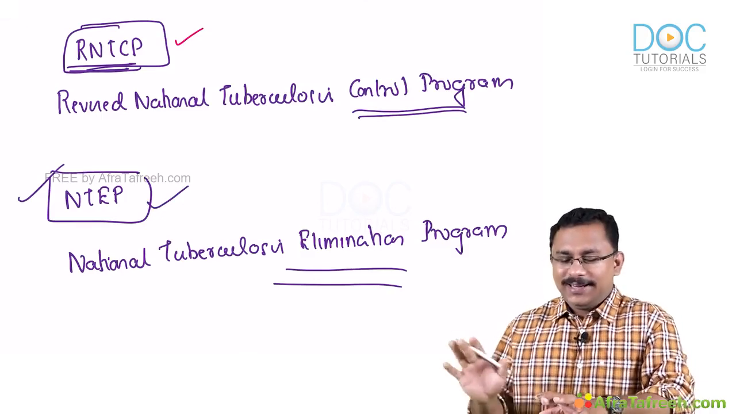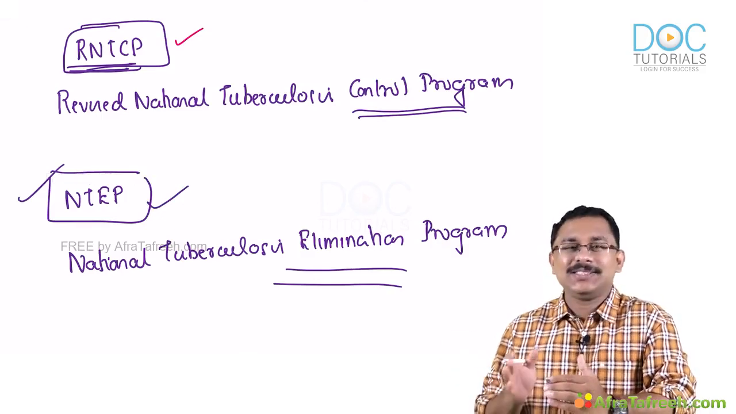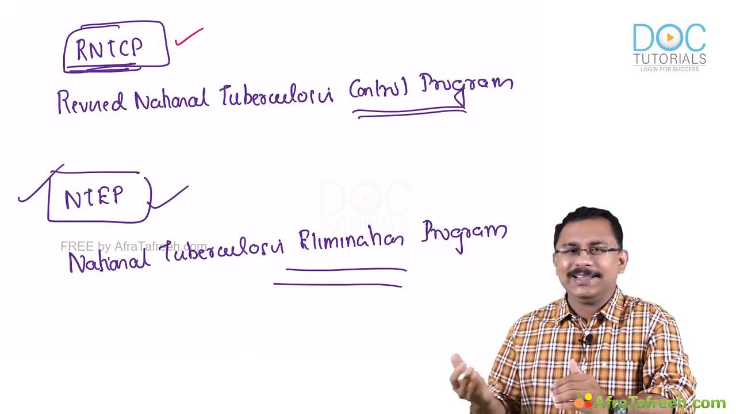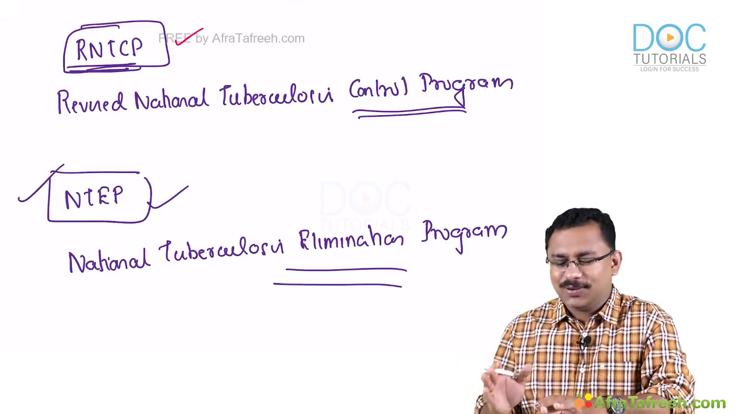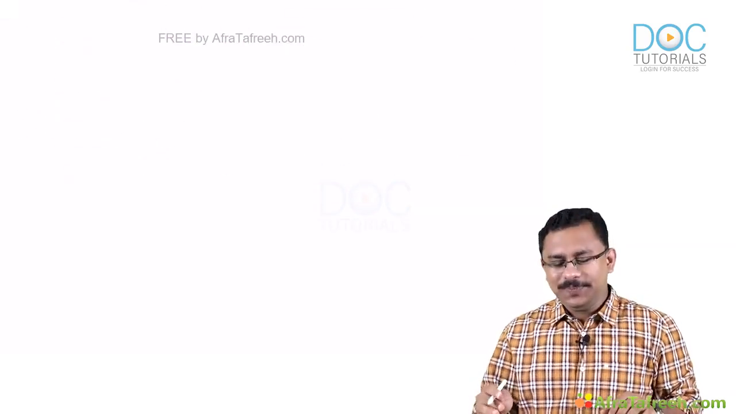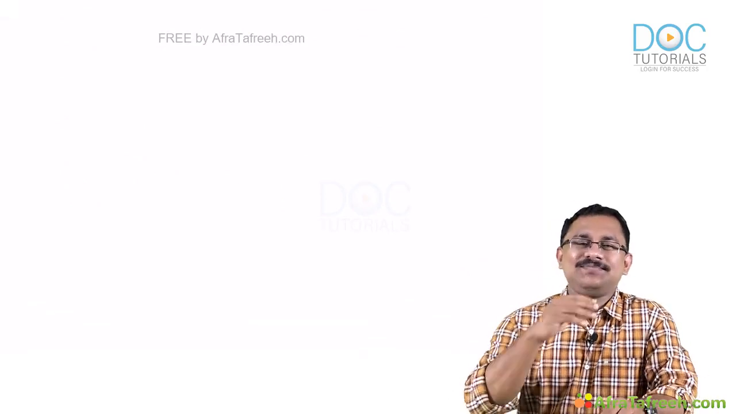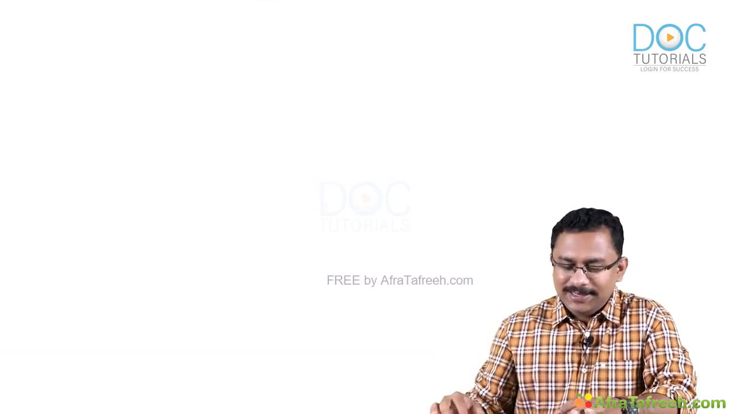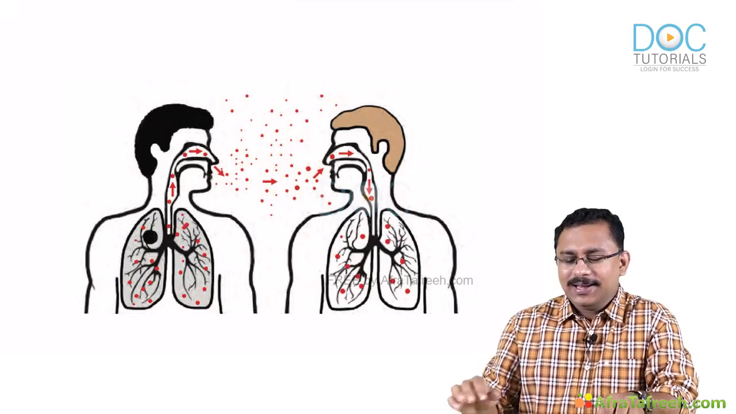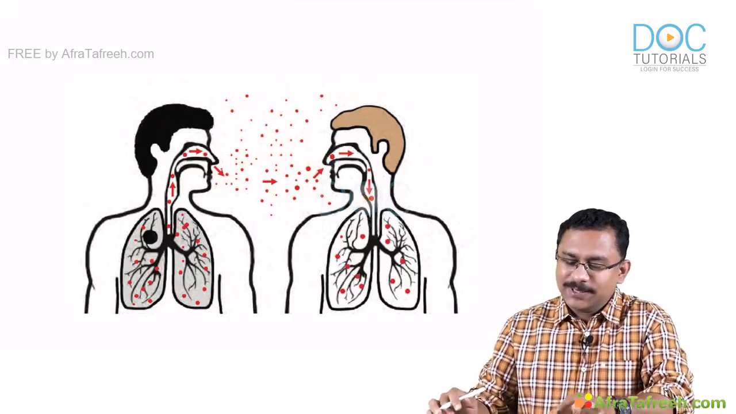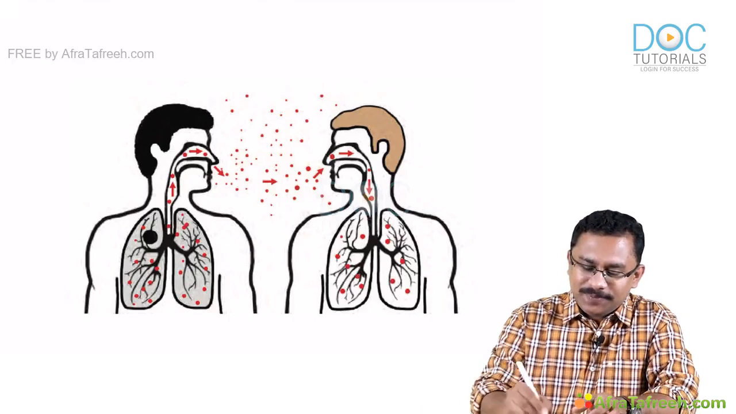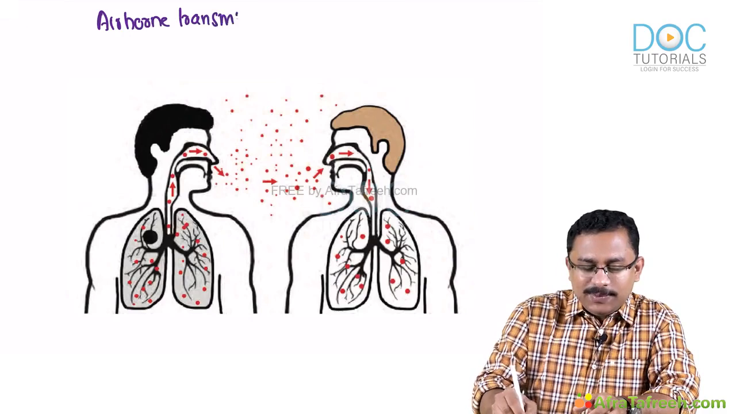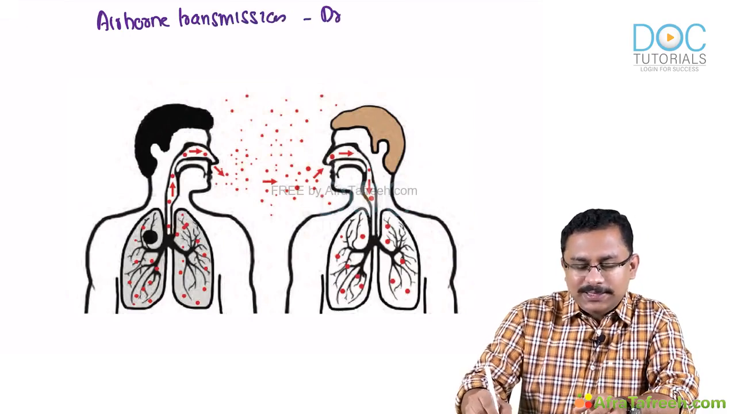Along with the name changes, what are the other policy changes with respect to diagnosis and treatment? We'll see that later. But I just wanted to introduce it to you. And let's move on to the disease proper. So how is this disease spread from one person to another? Mycobacterium tuberculosis spreads by airborne transmission, that is by means of droplets.